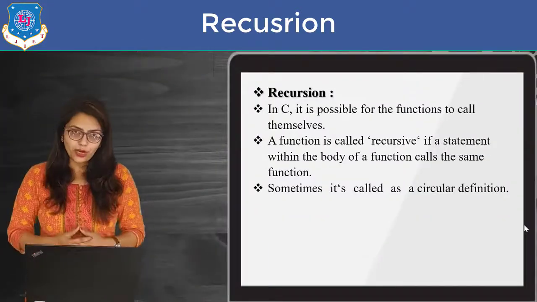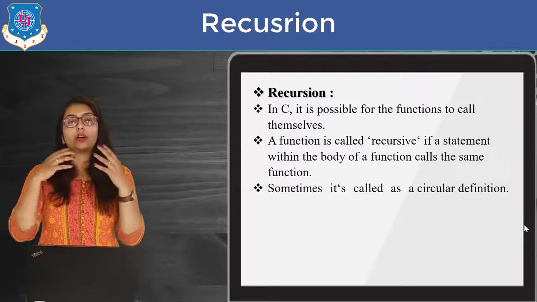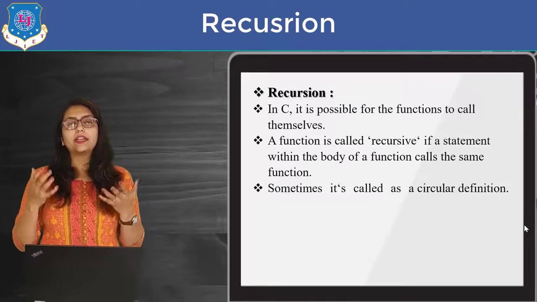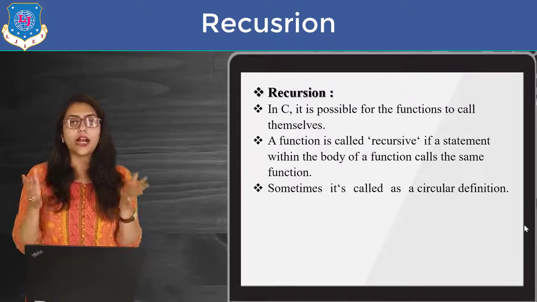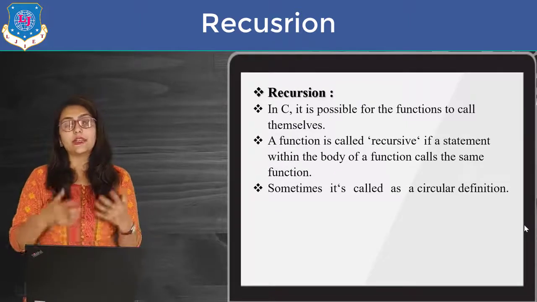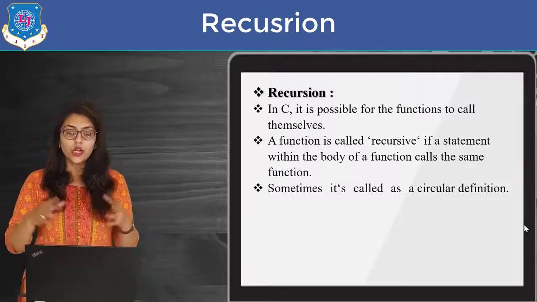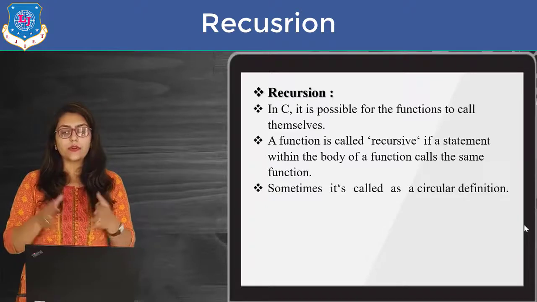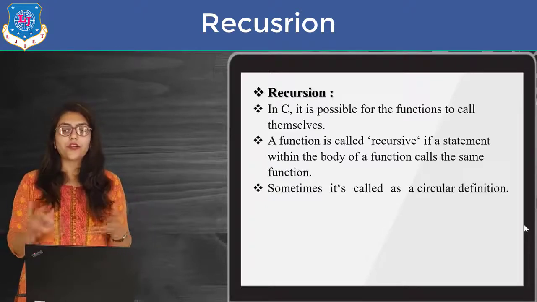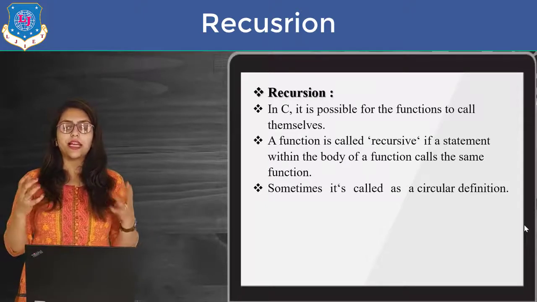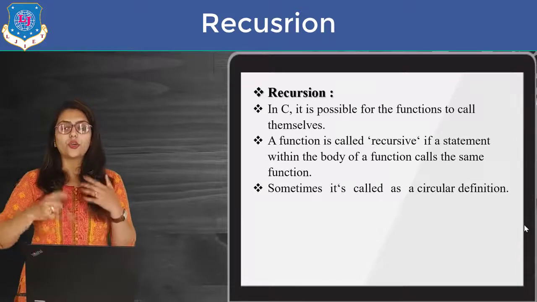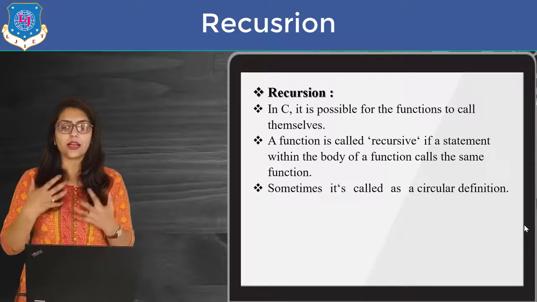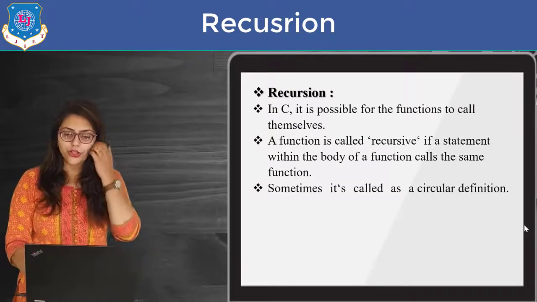So in the C programming language we can create a function which calls itself. So functions can call themselves. This kind of calling of the function itself is called recursion, right? You can see the theoretical part over here: in C it is possible for a function to call themselves. A function is called a recursive function if a statement within the body of the function calls the same function. Sometimes it is also known as a circular definition or circular function, right?